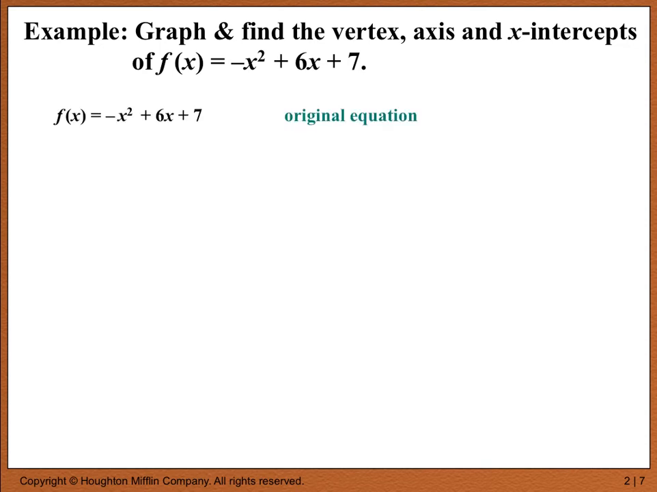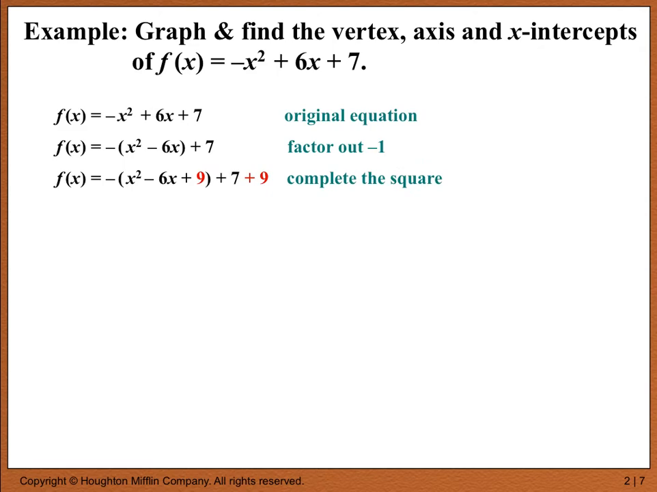F of x equals -x squared plus 6x plus 7. We write the original equation because we're going to now transform this into standard form. Factor out the -1. Complete the square. Notice that we added 9 here because half of -6 is -3. -3 squared is 9, and that's why we add 9. And notice that since we factored out the negative, this is equivalent to subtracting 9.